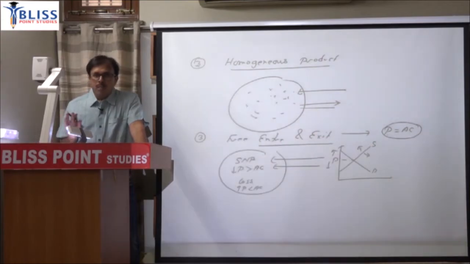These are the three important features. There are more features of perfect competition explained in that chapter, but these are the three important features that will be used. So a perfect competition market is characterized by a large number of sellers. It is characterized by a homogeneous product.